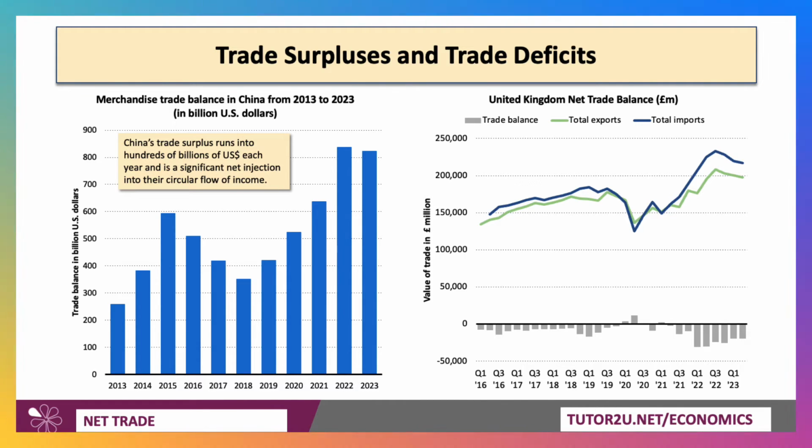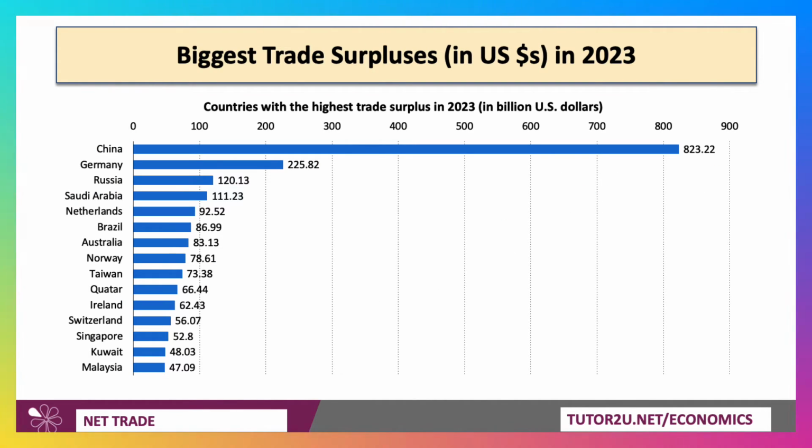shows that the UK economy is running a trade deficit. These are the countries in the world with the biggest trade surpluses in 2023, measured in US dollars. China came top, Germany second, Russia, and then countries such as Saudi Arabia, Netherlands, Brazil and Australia. So these are countries that typically, year in, year out, run very large trade surpluses, often based on significant manufacturing export sectors and also exports of natural resources such as oil and gas.